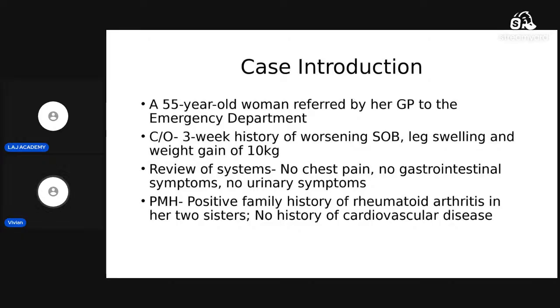So this is a case presentation of a 55-year-old woman that was referred by her GP to the emergency department.